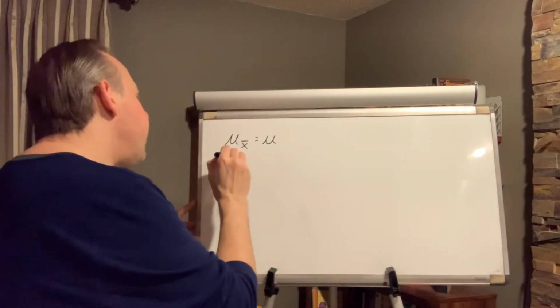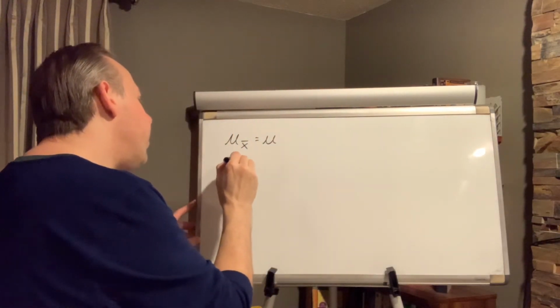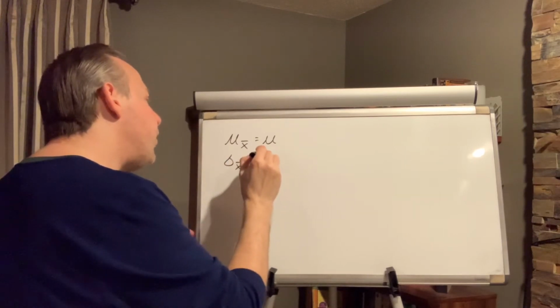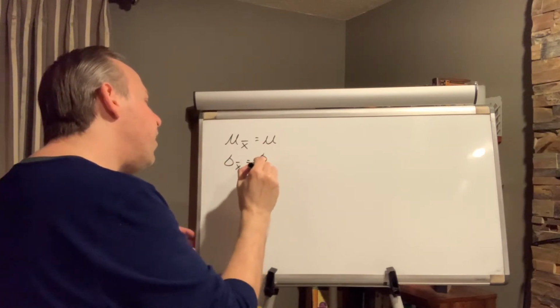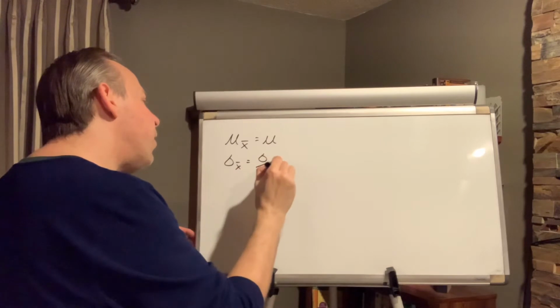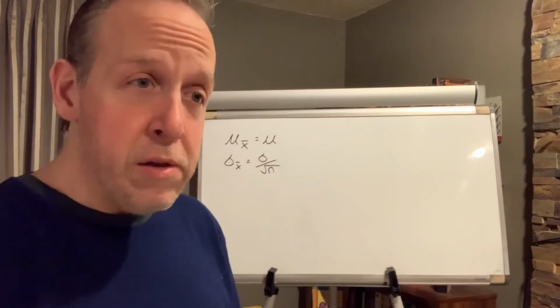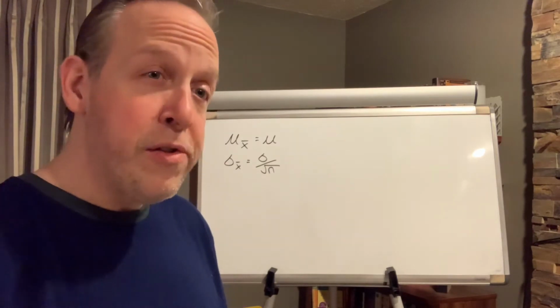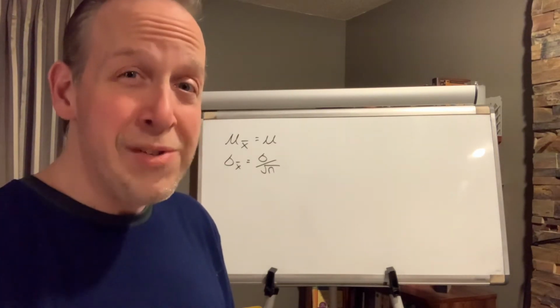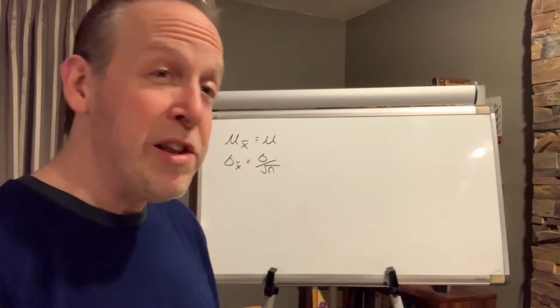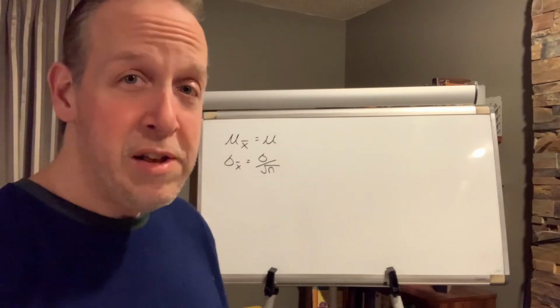The standard deviation of that same distribution was equal to the standard deviation of the population divided by the square root of its sample size, which is why the sample size made a difference. The larger the sample size is, the larger the denominator is, the smaller the standard deviation of the sampling distribution of the sample mean is.